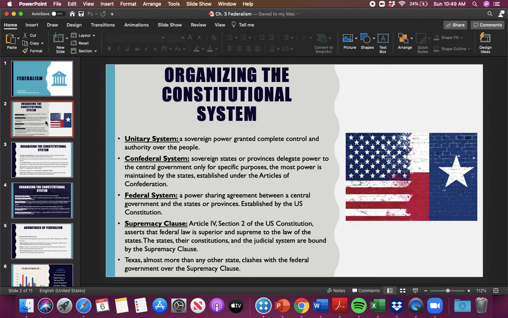If that doesn't happen before the election, and if Joe Biden happens to be elected president, that probably won't go forward. If President Trump wins re-election, there's a good chance that it could. But that's a good example of Texas opposing the federal government.